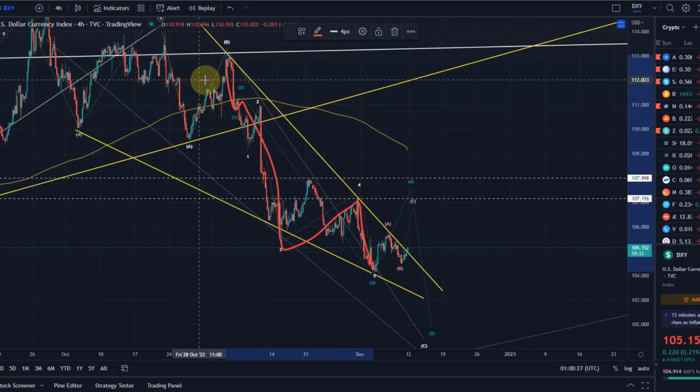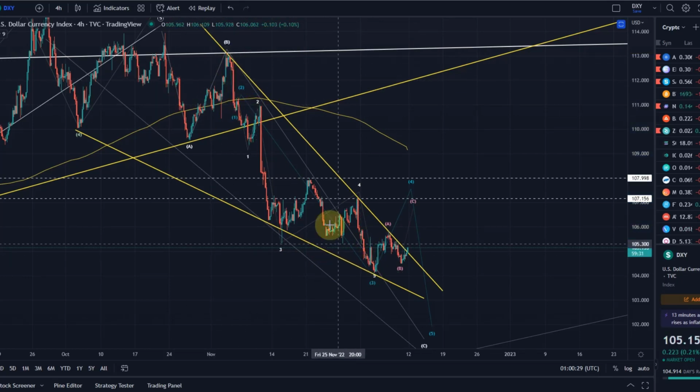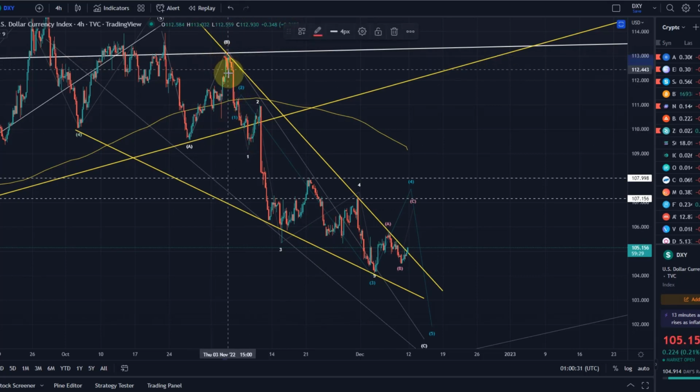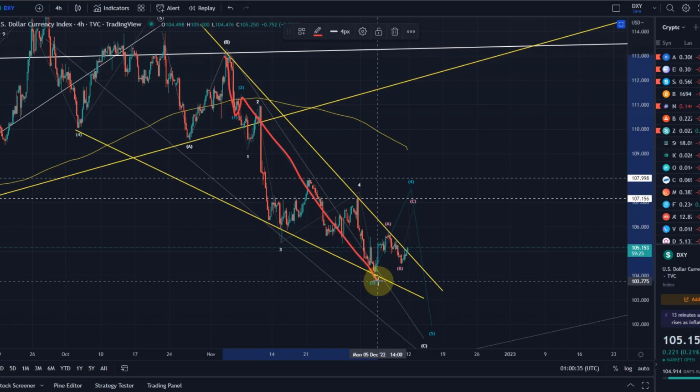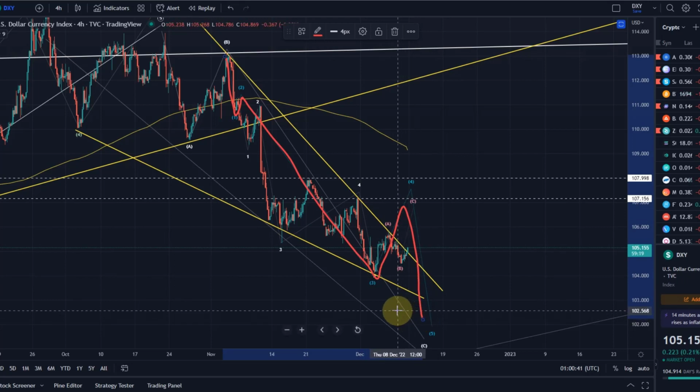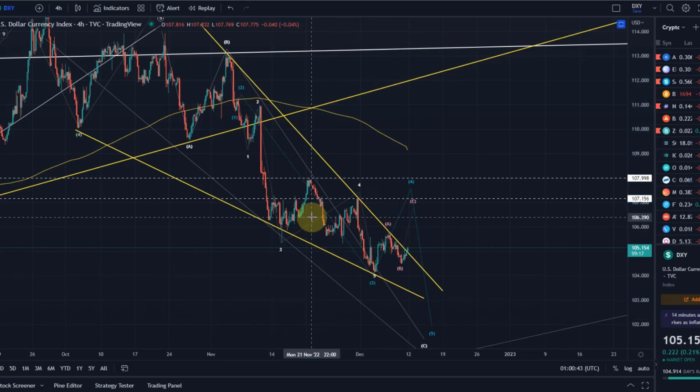No, I showed you the wrong count. We look at the blue count here. The white count is purely the subwave structure of the blue count. So 1, 2 done, wave 3 done, and now we are most likely in this blue wave 4, and we will come down once more lower in a wave 5. That would be my primary expectation.